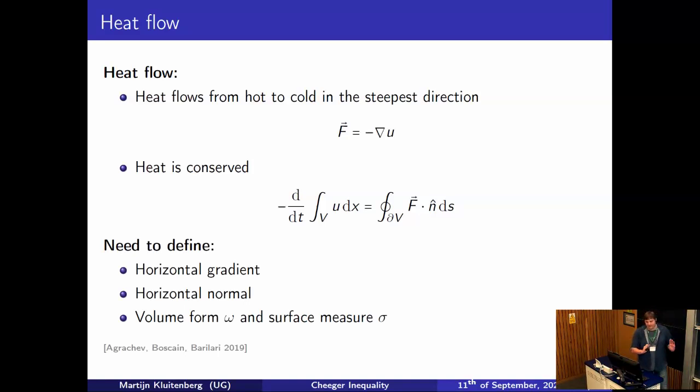Well, the volume form, I gave it to you. It's just arbitrary. And the surface measure, once I give you the normal, it will be the contraction of the given volume form with the normal. So that's not the biggest problem. So let me define these first two items for you.